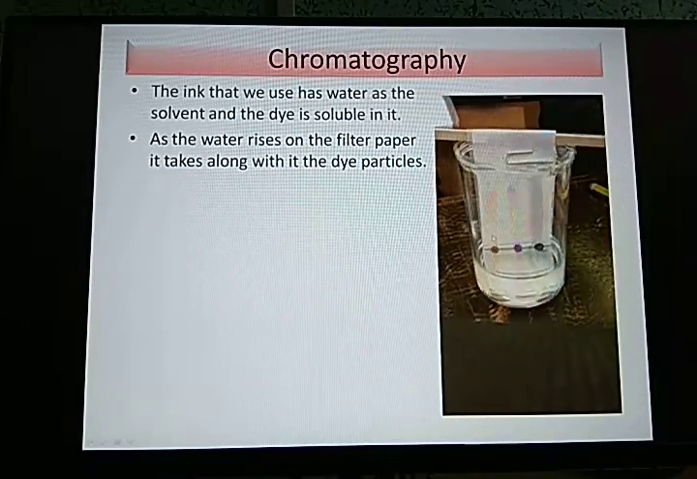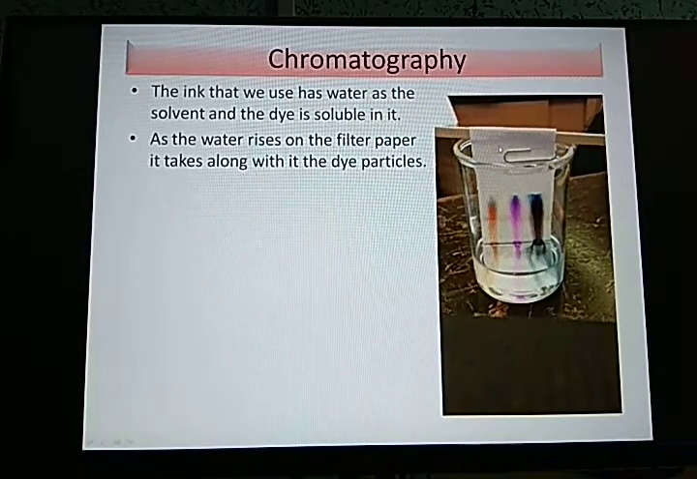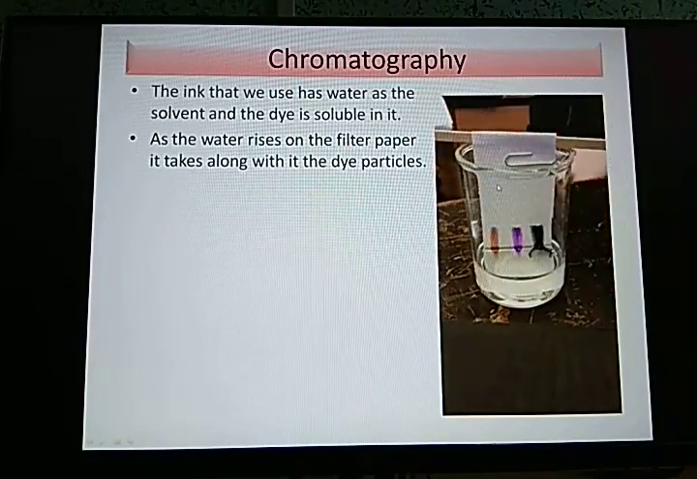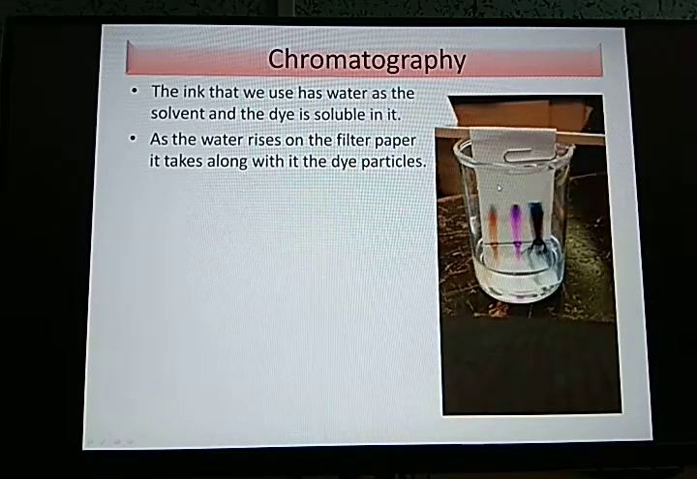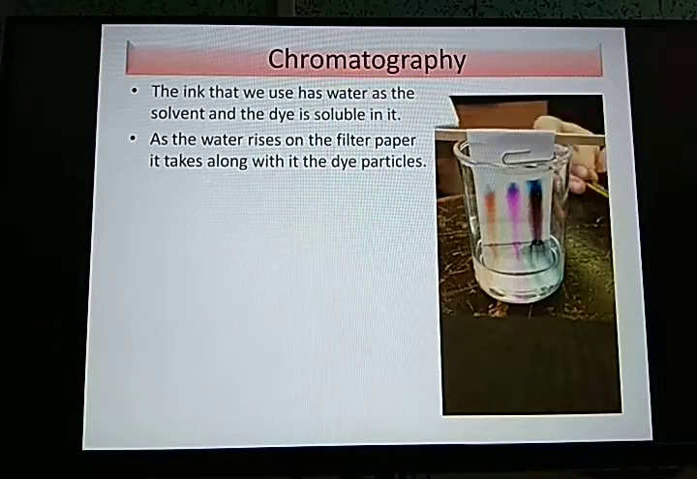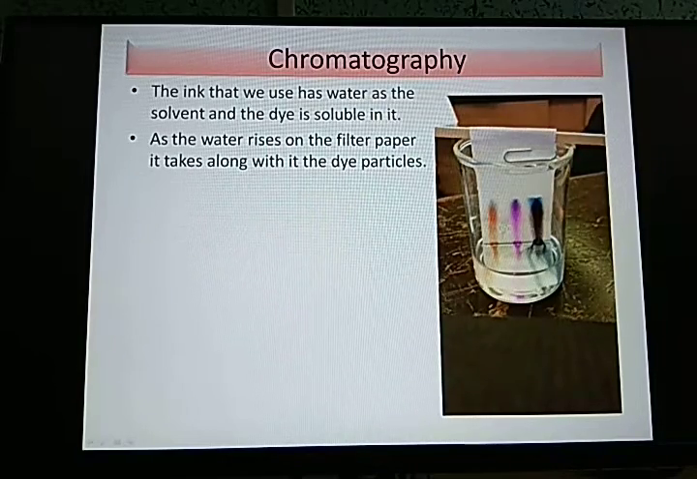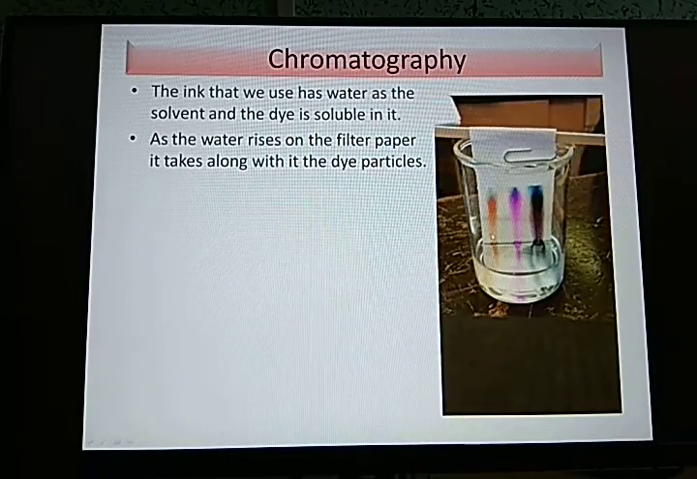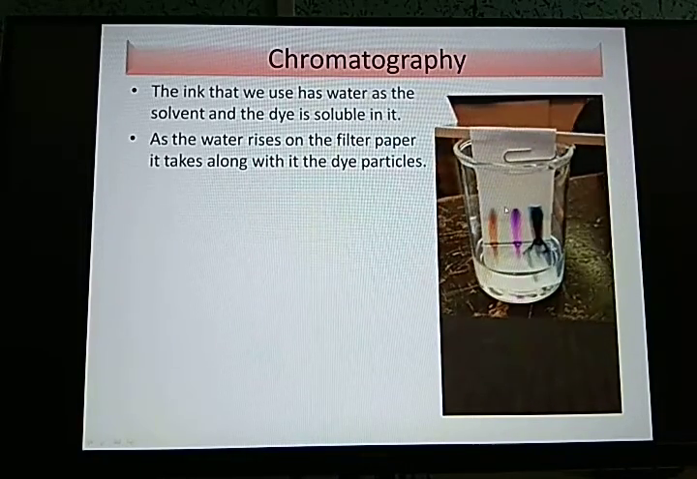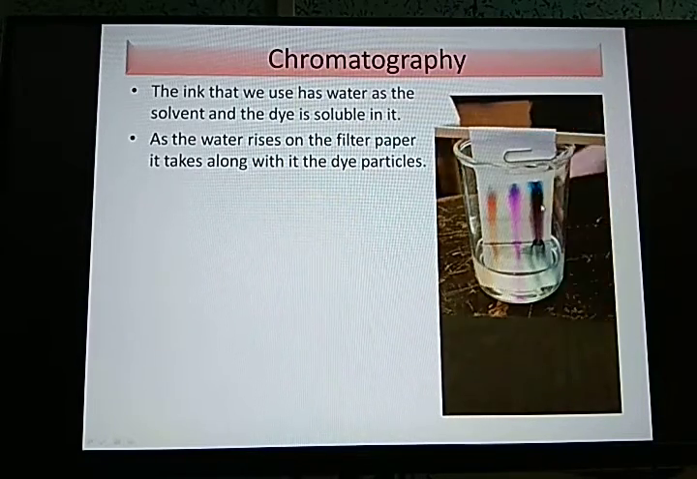We will see that the water will start rising in this filter paper due to the absorption capacity of the filter paper. It is just like if we dip a handkerchief in water, you can see that the water will start rising and eventually the whole handkerchief will become wet. Similarly here also, the filter paper will soak in the water, and as the water rises, it will separate out the different dyes that are present in that ink. So this is an example of paper chromatography. So in this way we can separate out.